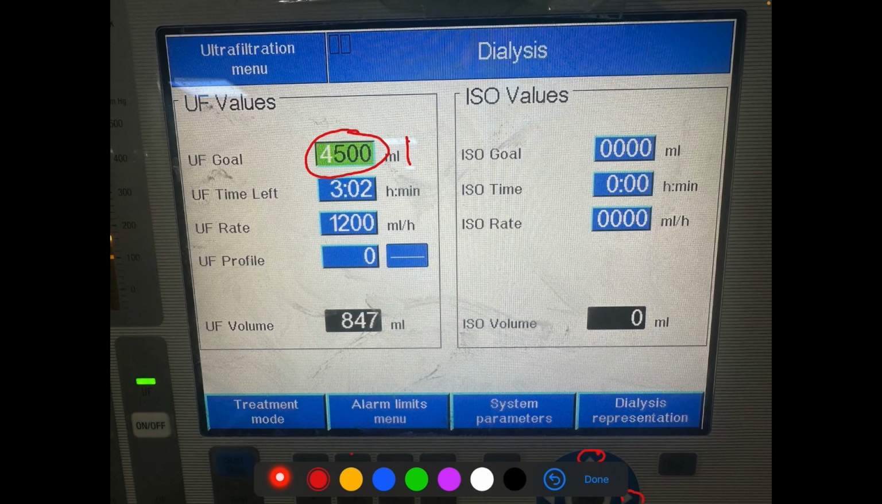So once you start entering the values, suppose I make it now 2000, so another 3 hours is left, so this rate will come down to 600 automatically. Okay, so 630 or whatever. So you can change the ultrafiltrate goal also as per your requirements. And the amount of volume that has already been removed shows up here, 847 ml has already been removed as ultrafiltrate.